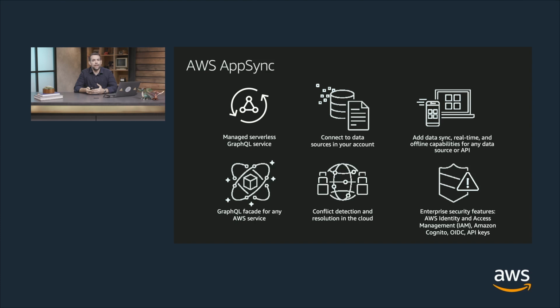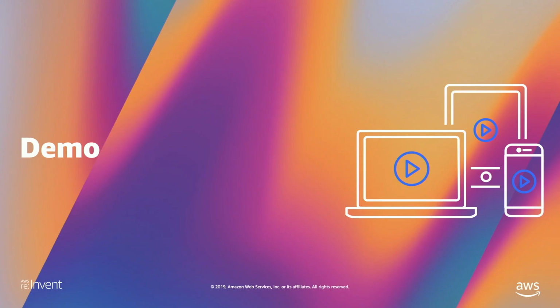AppSync integrates with AWS Identity and Access Management, Cognito user pools, and you can use external OpenID Connect providers or even API keys, providing really powerful options to secure, authenticate, and authorize your GraphQL API calls. So let's see it in action.